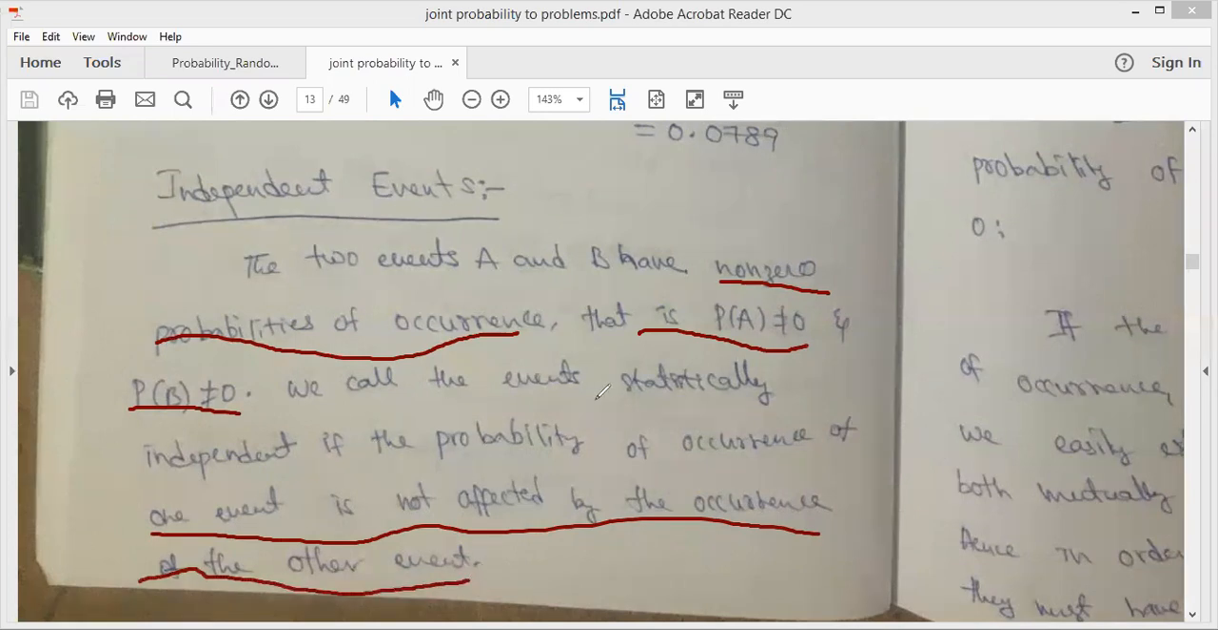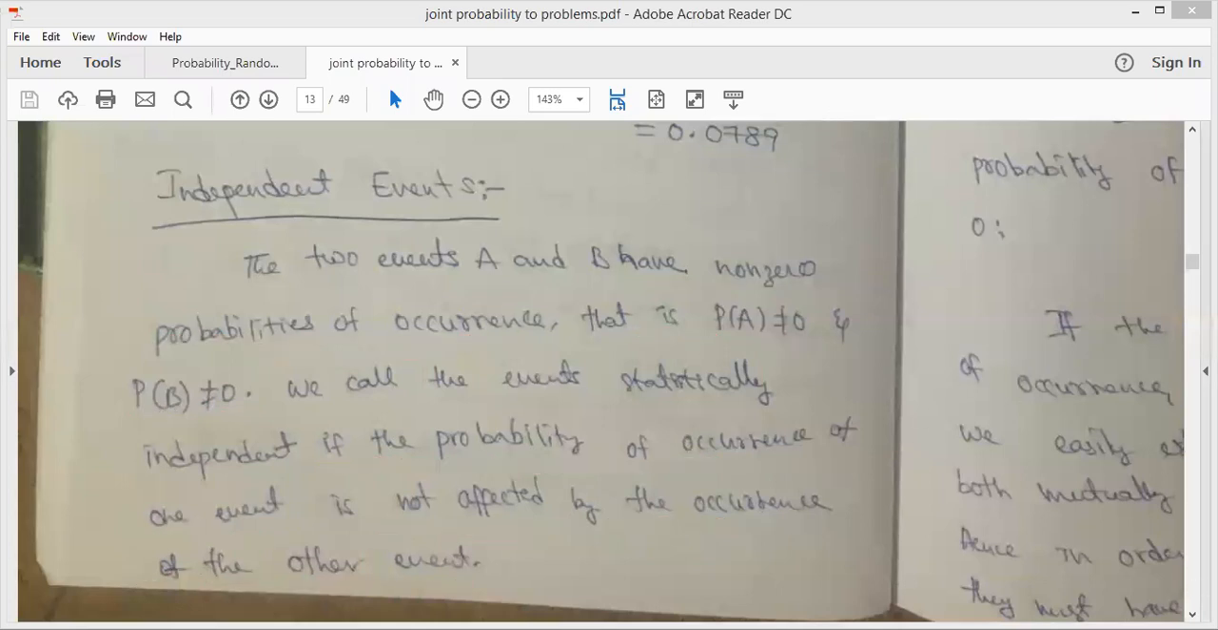So when we say that two events are statistically independent, we mean that the probability of occurrence of one event is not affected by the occurrence of the other event. Then we say that these two events are statistically independent.